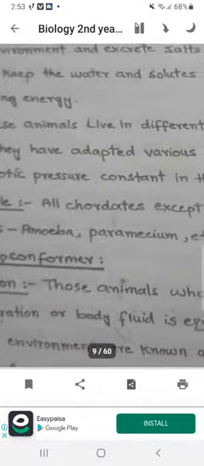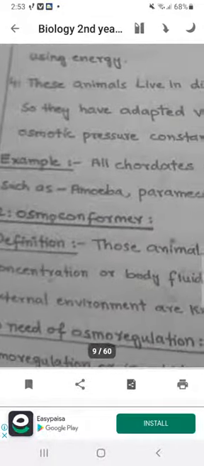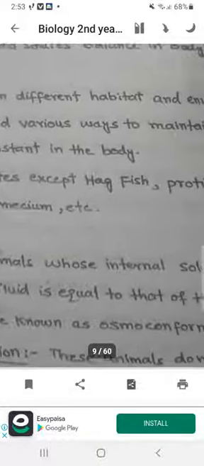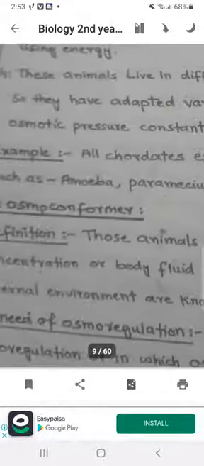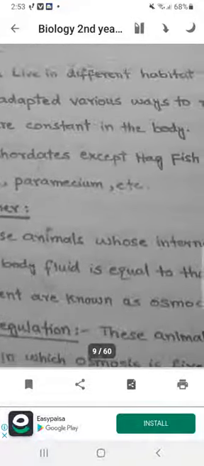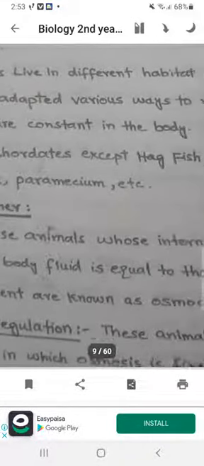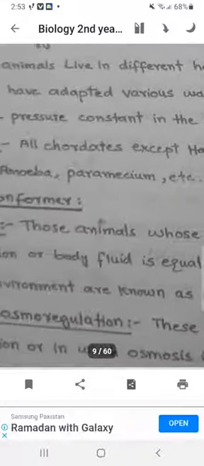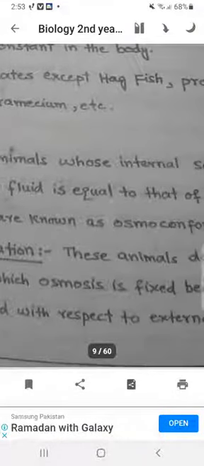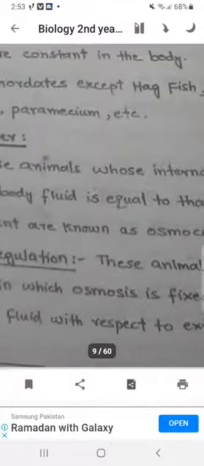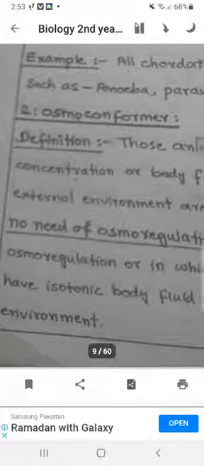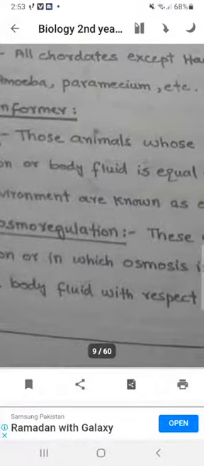Number 4, these animals live in different habitats and environments, so they have adopted various ways to maintain osmotic pressure constant in their bodies. Example: all chordates except hagfish, protists such as amoeba, paramecium, etc.